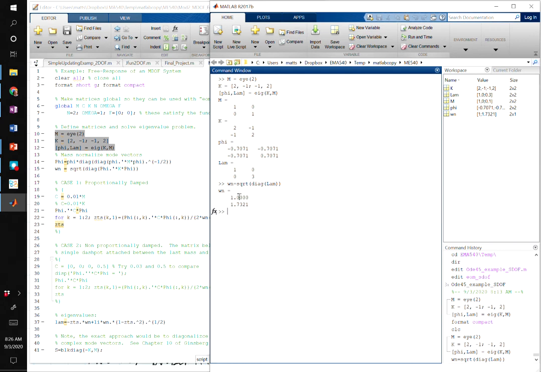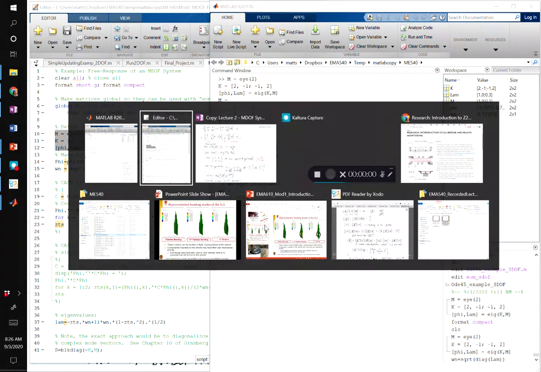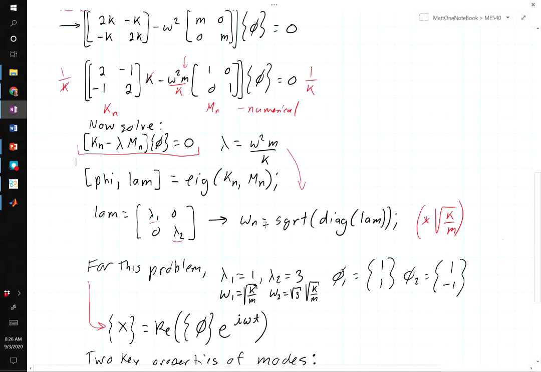This system would have a natural frequency at 1 radian per second and another one at 1.7 radians per second. And then these are the two mode vectors. So piece of cake to do this in MATLAB. The nice thing is once you know that little trick, you could do that even for a very large system with hundreds or thousands, maybe even millions of degrees of freedom if you have a powerful enough computer.